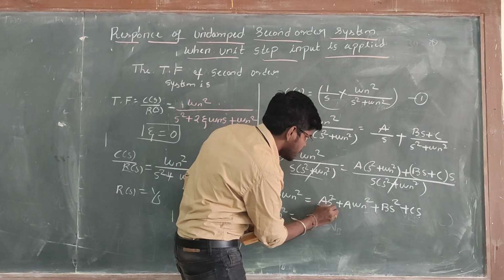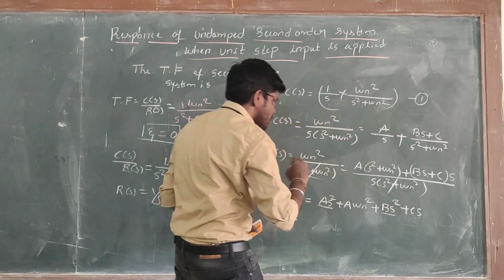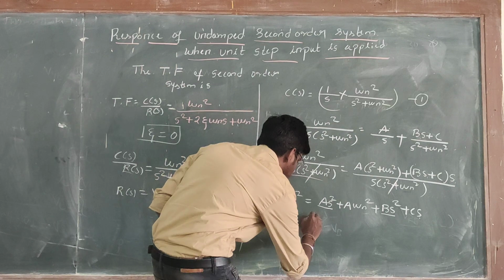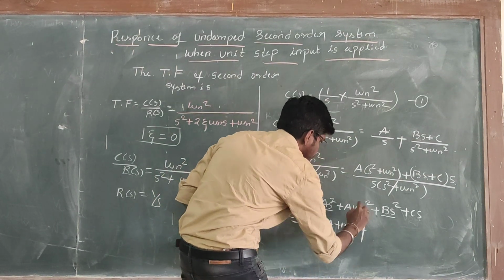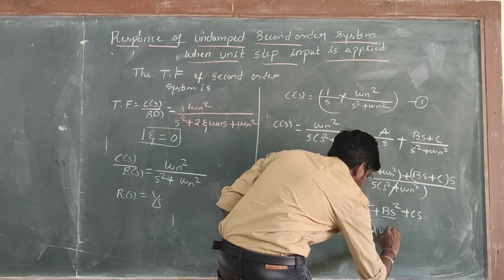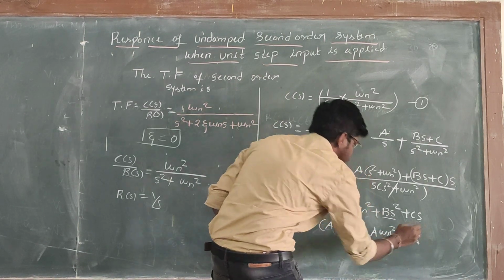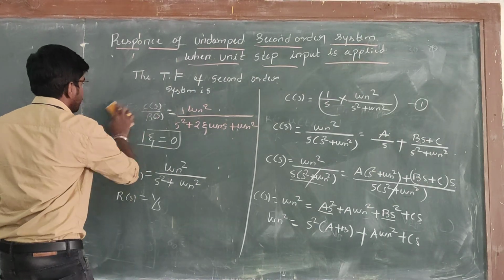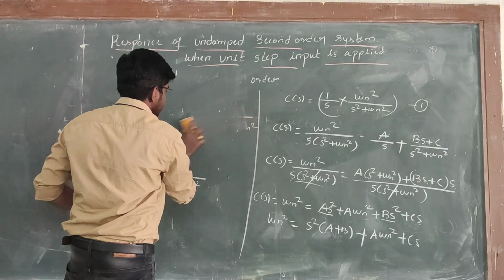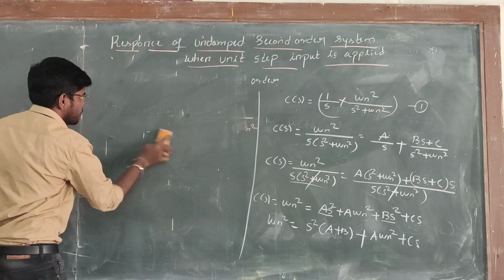term. We have a s square and b s square. S square is common in both the terms. I will take s square outside. The remaining term is a plus b, plus I have constant a omega n square plus c into s. Okay, so now by comparing the coefficients of LHS and RHS, we can find the value of A and B.